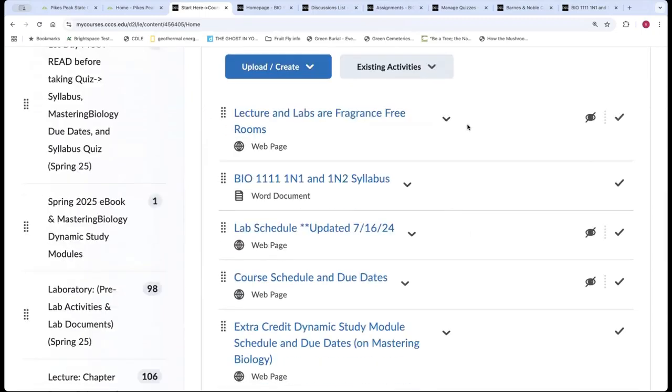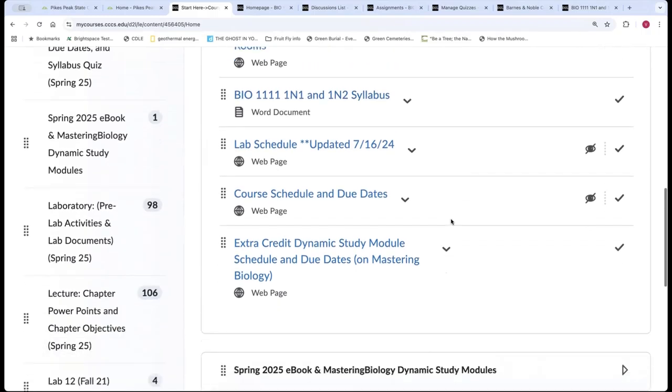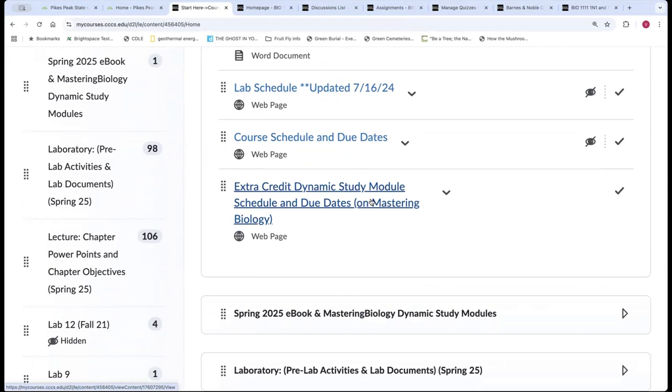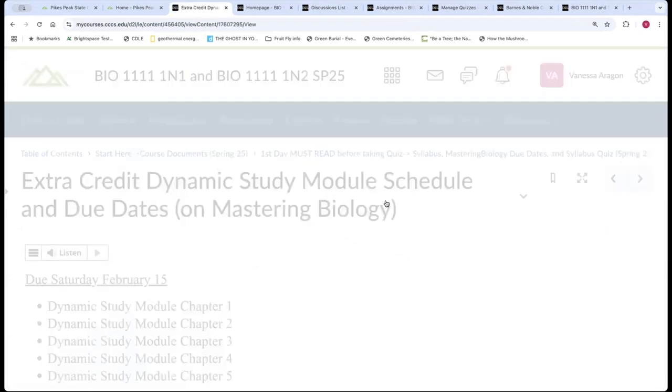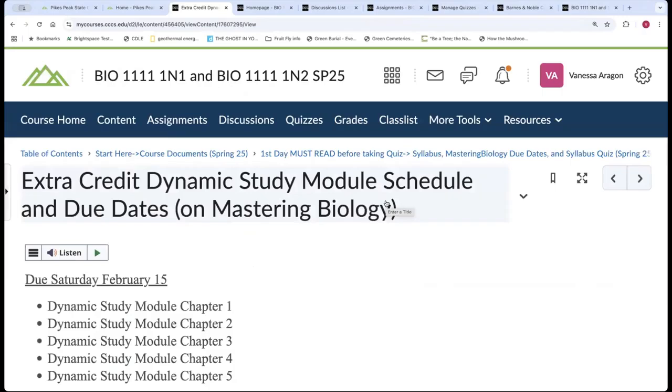Some of this does not apply to you. The syllabus does apply to you. I already opened it once in another tab. Extra credit, dynamic study modules. I've already put your dates for it. Those dynamic study modules, we're going to cover that. That's in the Mastering Biology, which is your textbook supplementals.